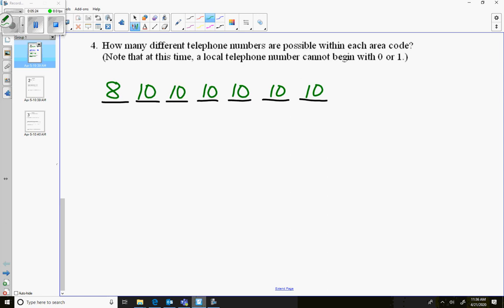And again, we always multiply. So, how many different telephone numbers are possible within a single area code? 8 followed by 6 zeros. So, there are 8 million possibilities. All right, that was page 1.